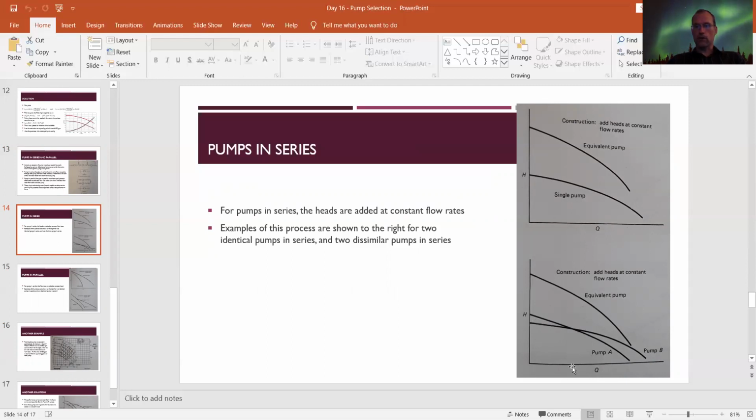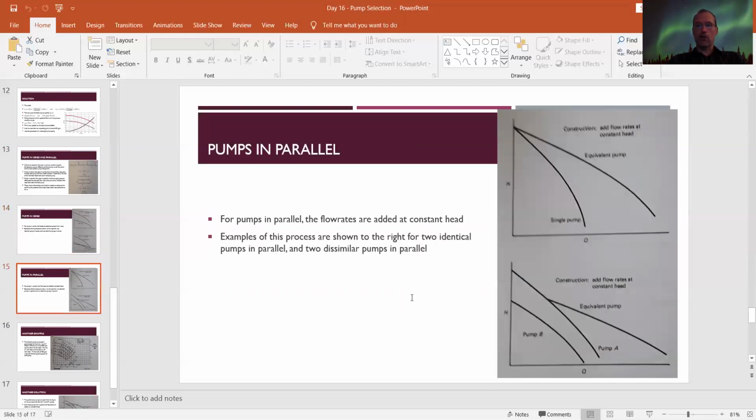So this flow rate over here, I just take this value for A, that value for B, add them together, and that's this value for my equivalent pump. This guy here, same value, so multiply by 2. That's my value for the equivalent pump. This value over here, pump A plus pump B gives me my equivalent pump value. So same flow rate, add the two heads, that gives me my equivalent pump curve. So this way I don't have to deal with these two curves. I just have this one equivalent pump.